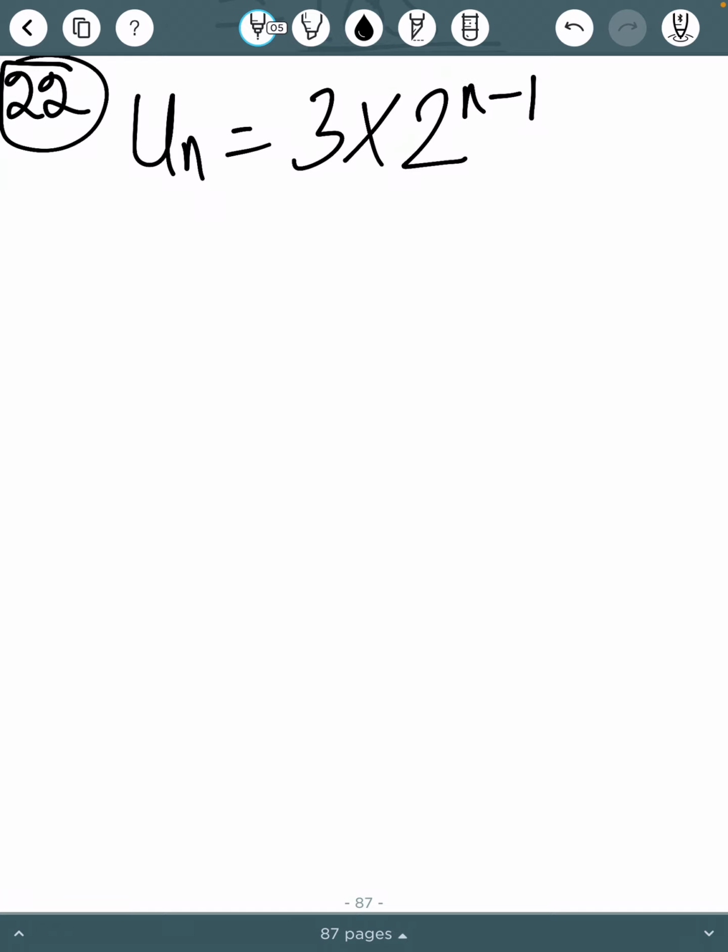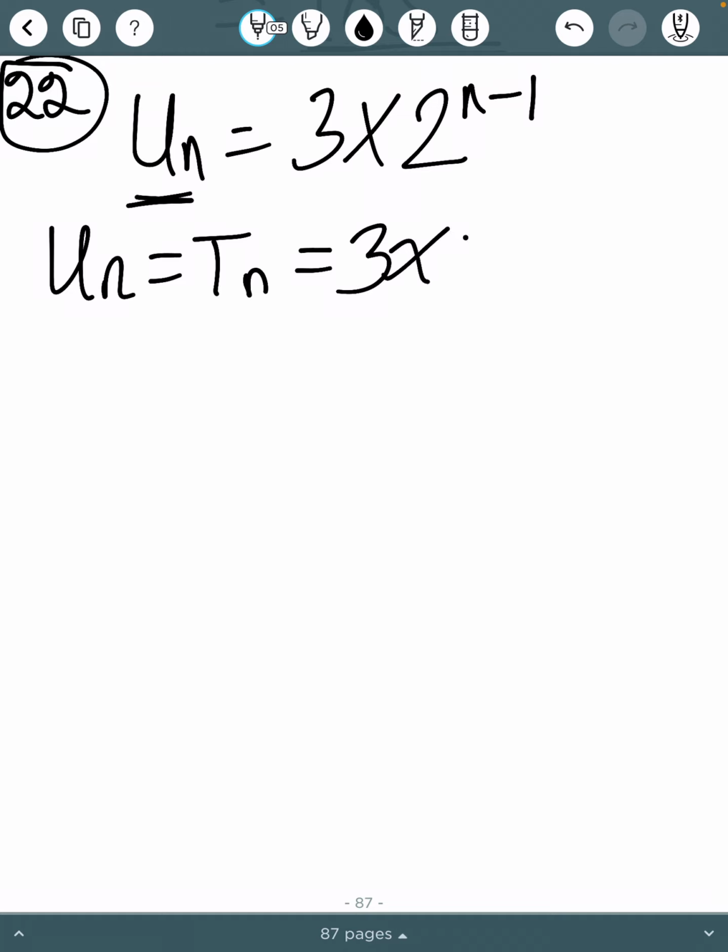that the nth term, un, of a sequence is given by un is equal to 3 times 2 raised to power n minus 1. The nth term of a sequence un is given by 3 times 2 raised to power n minus 1. So we can also say un is equal to tn, nth term, is 3 times 2 raised to power n minus 1.